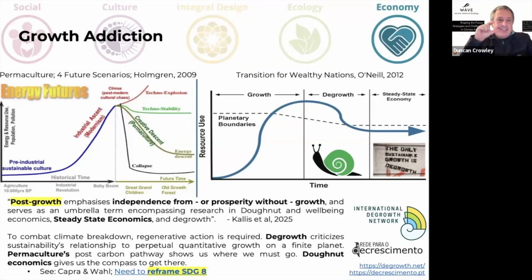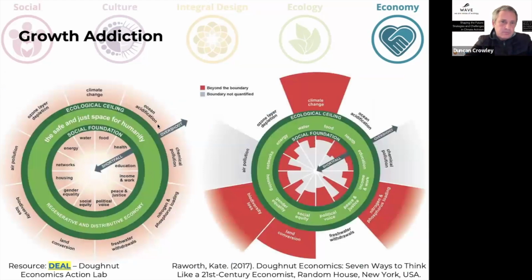Also, to point out, those of green growth believe that we can keep on going. The SDGs, the Sustainable Development Goals, and the whole European economic model is based on the idea of green growth, so that we keep on growing. Growth is still the active ingredient that's used to drive all the projects. So Wall and Capra have a link there you can watch, discussing that we need to reframe SDG number 8, which is about a relationship with growth.